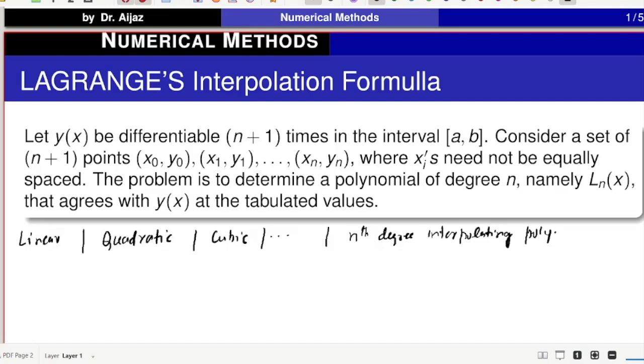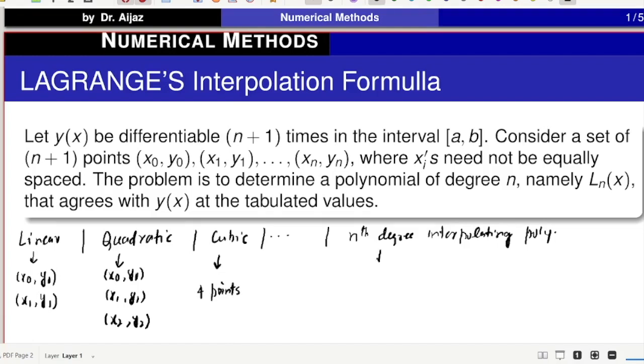Now the linear interpolating polynomial can be used when we are only given two tabulated values x0, y0 and x1, y1. If we are given only 2 points, then we can find a linear interpolating polynomial. If similarly we are given 3 points x0, y0, x1, y1, x2, y2, then we can find a quadratic interpolating polynomial. For a cubic interpolating polynomial we must be given 4 points, and similarly if we are given n plus 1 points, then we can define the nth degree Lagrange's interpolating polynomial.